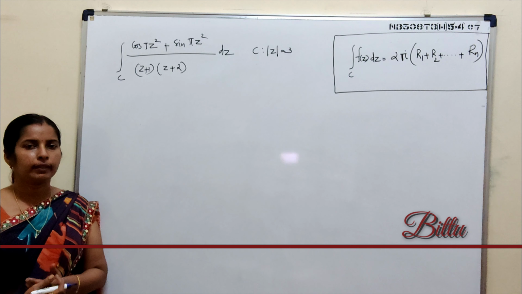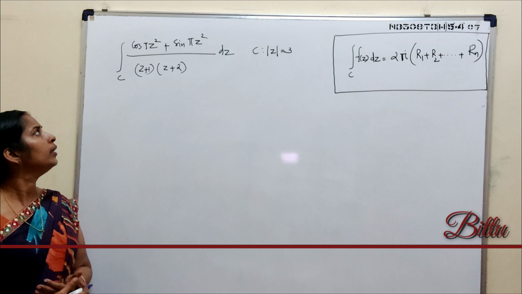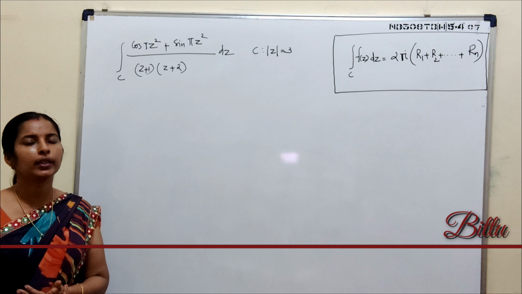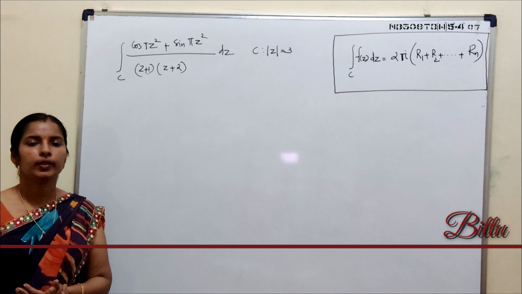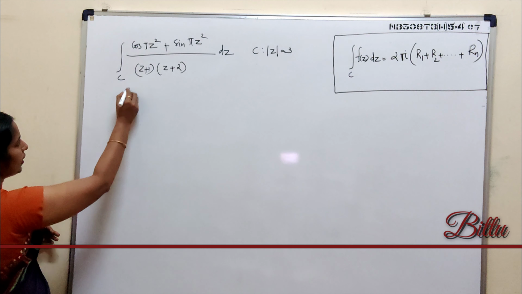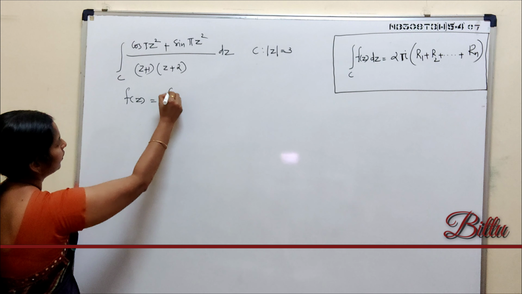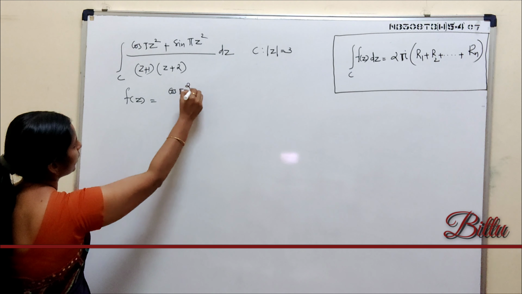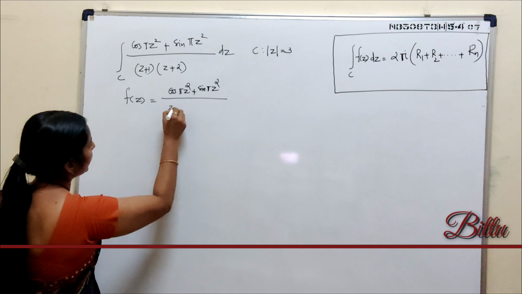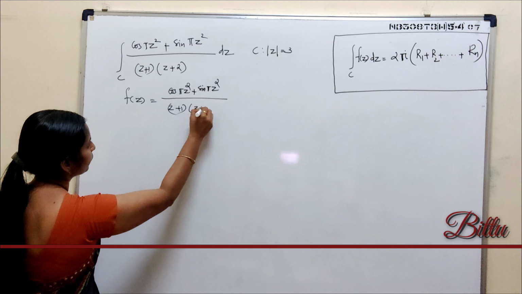Next, we have to evaluate the integral over C of (cos pi z square plus sin pi z square) by (z plus 1) into (z plus 2) dz, where C is the circle mod z equal to 3. You take f(z) as the given function, that is (cos pi z square plus sin pi z square) by (z plus 1) into (z plus 2).